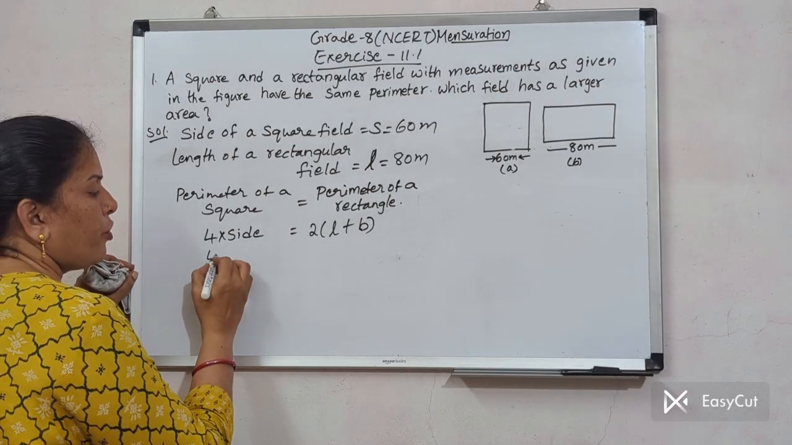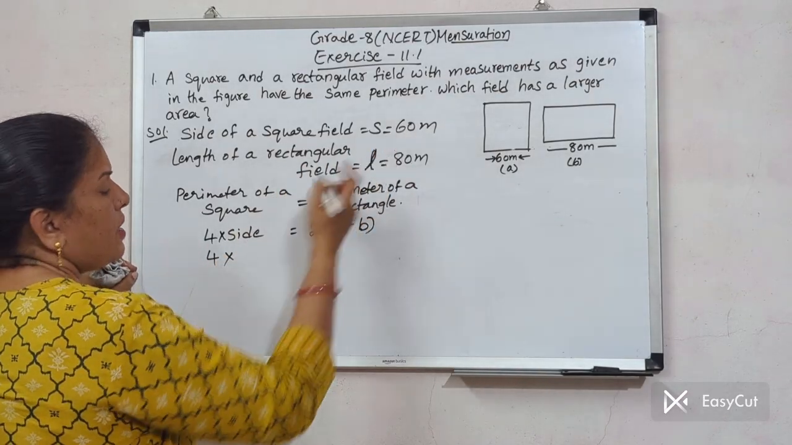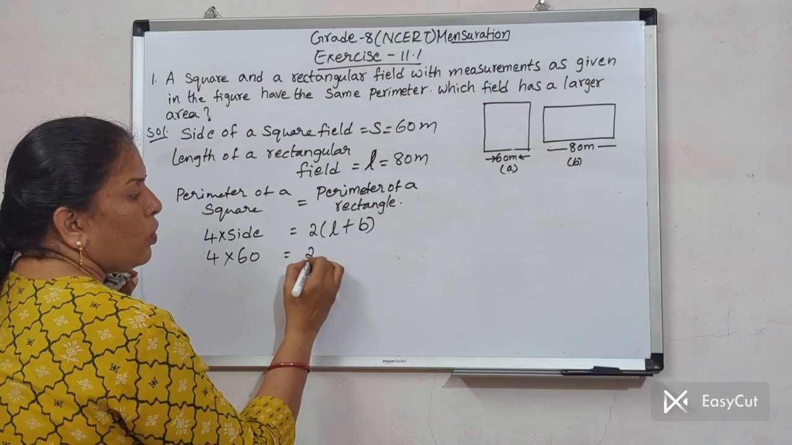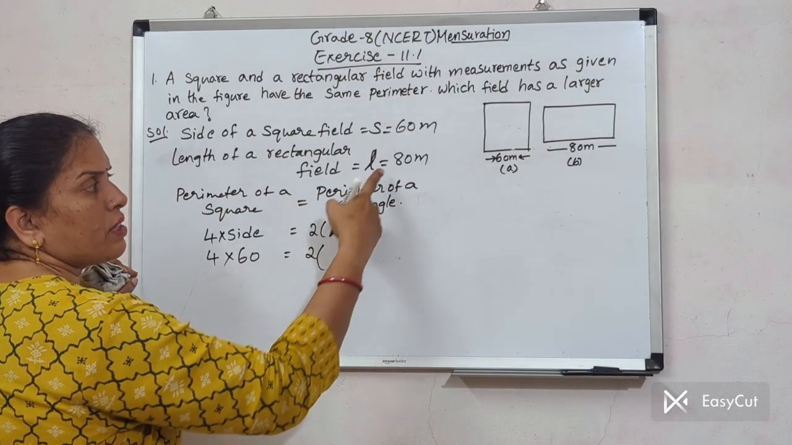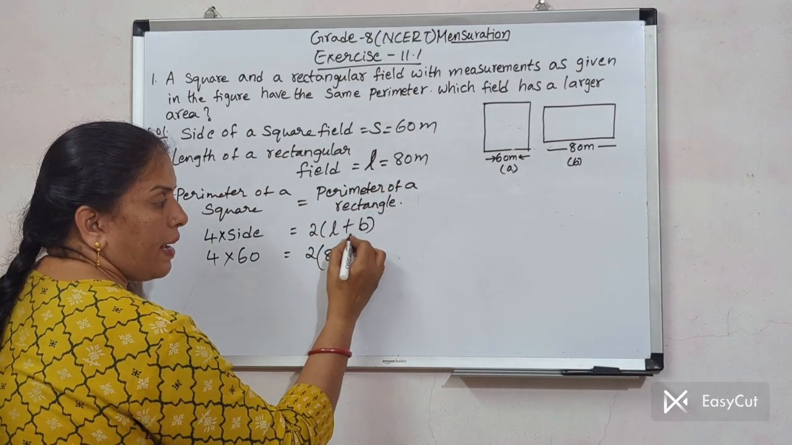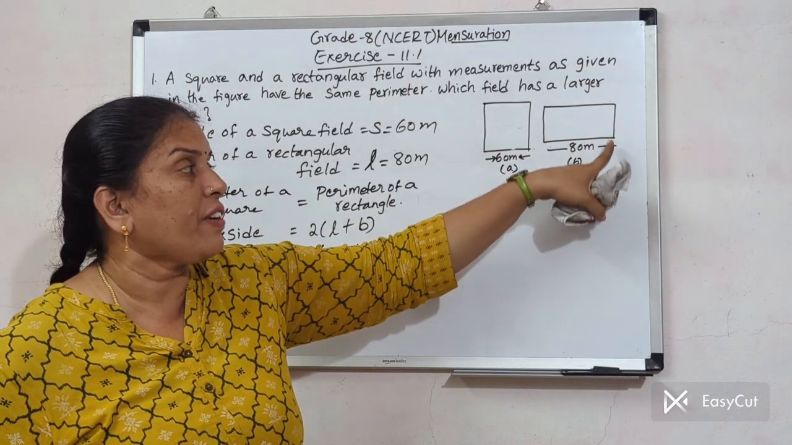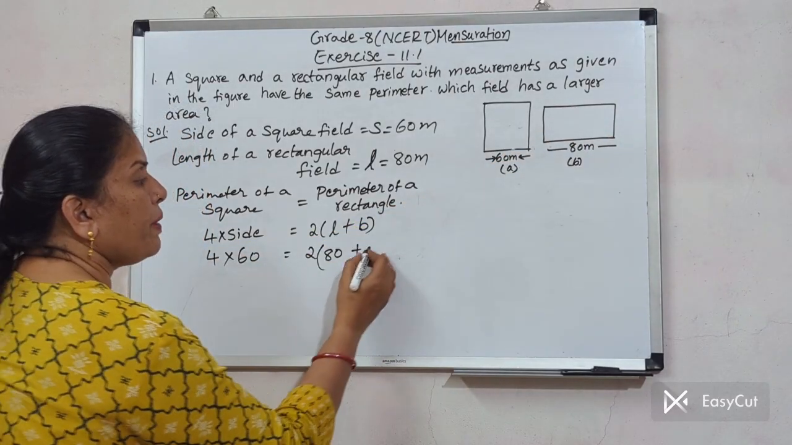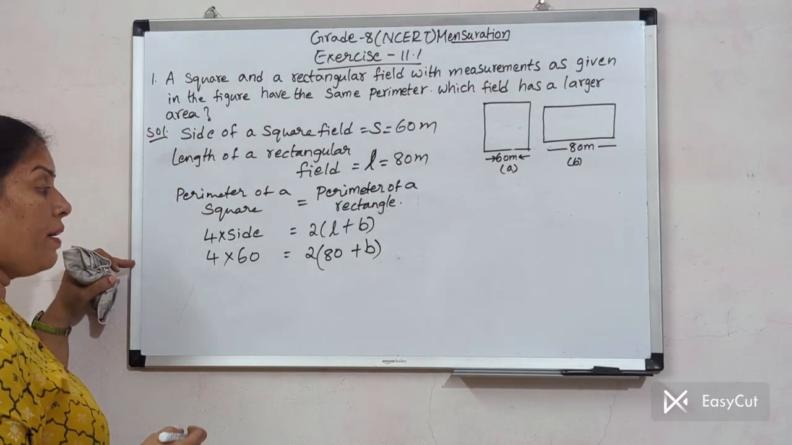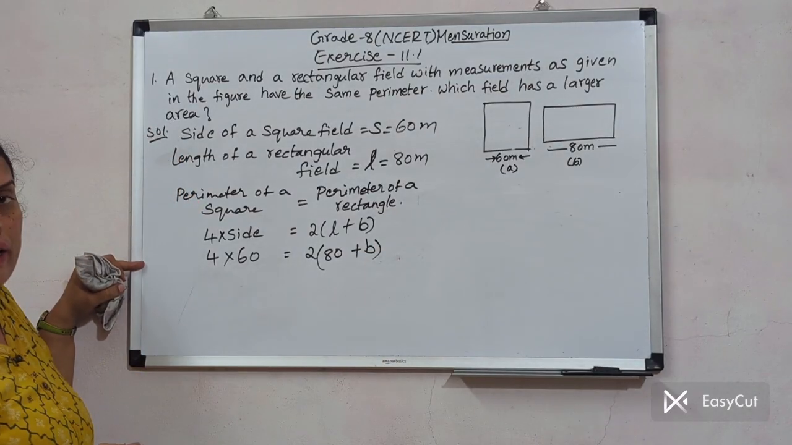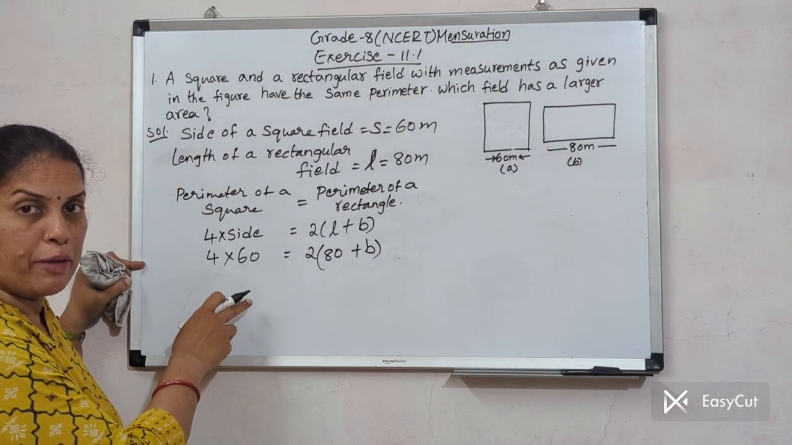4 into side. What is the side? 60. 2 into L means how much? 80, plus B. Have they given B, the breadth, in this figure? No. So write down B as it is. Now 4 into 60, later we will multiply.